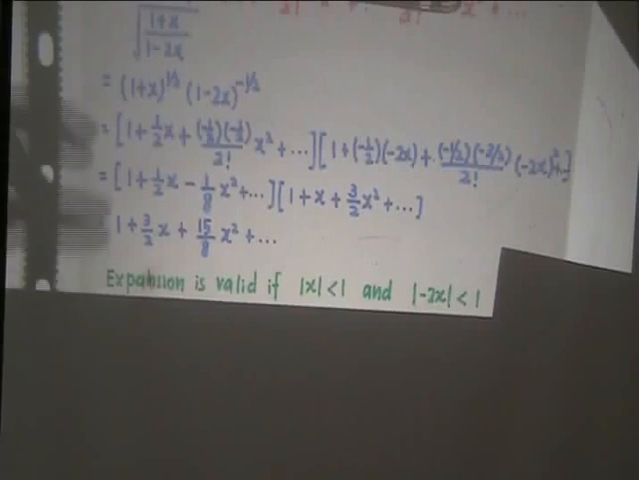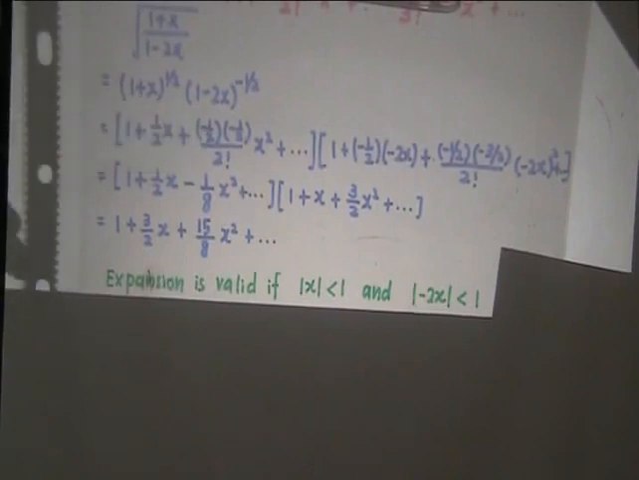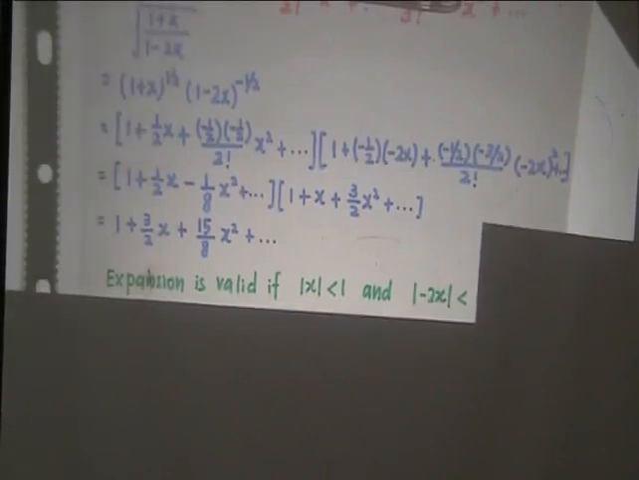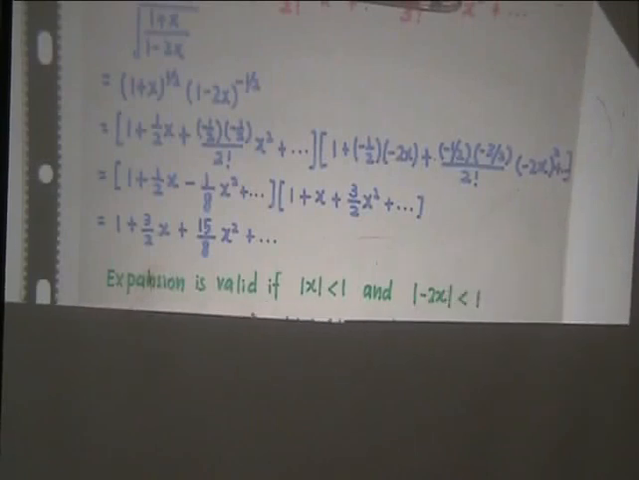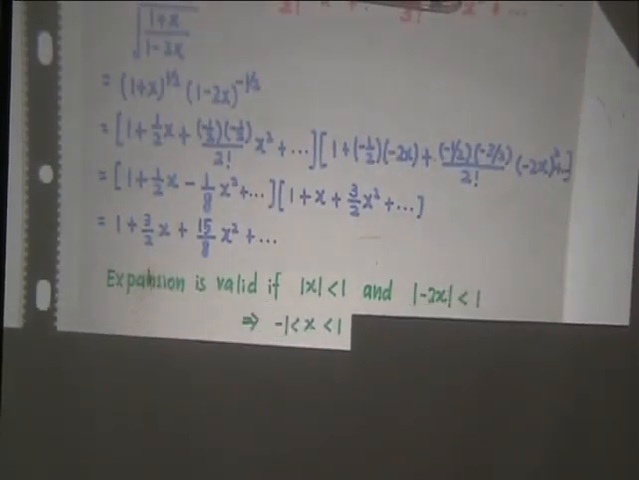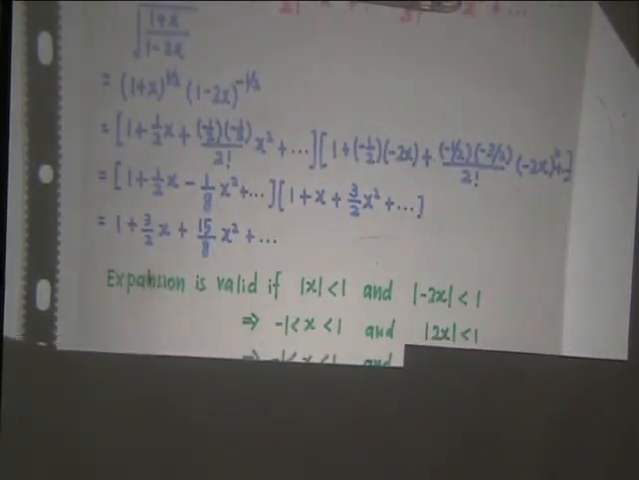Because there are 2 expansions here, we need to consider both of them, and we must make sure that the interval that we find can accommodate both of these expansions. So what do I mean by that? If I expand further, mod x less than 1 will simply mean that x is between minus 1 and 1. And mod of negative 2x is the same as mod of 2x.